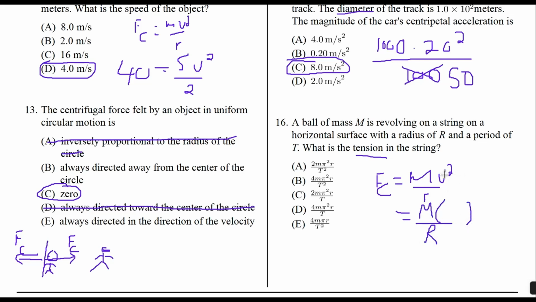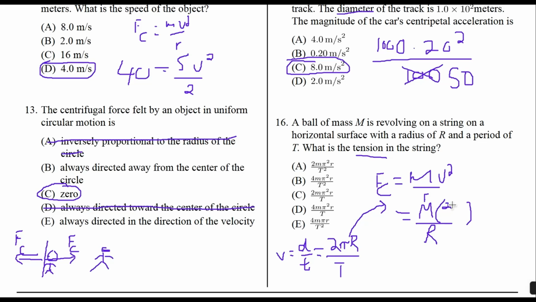But what do we plug in for v? This is where we have to pay attention. They don't give us the speed. What they instead tell us is the period, how much time it takes to go around the circle. So we use the same equation we did earlier in the unit, where we said the speed is going to be distance divided by time. In this case, the distance is the circumference of the circle, which is 2 pi r, divided by T. We're going to take this and plug it into our equation over here.